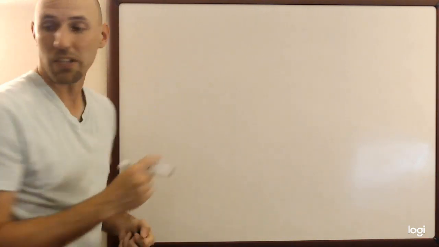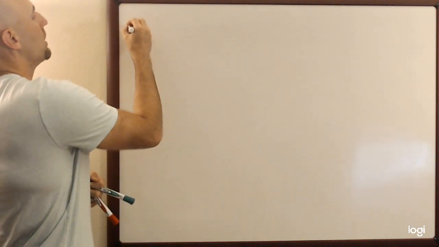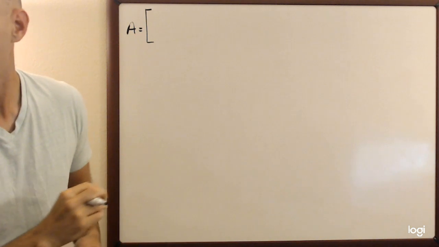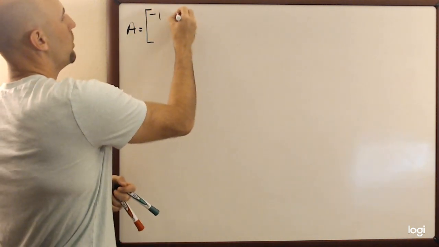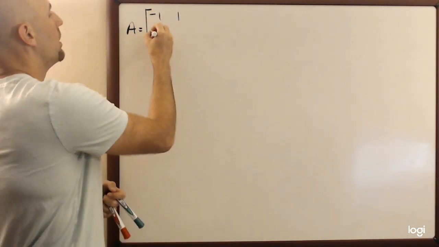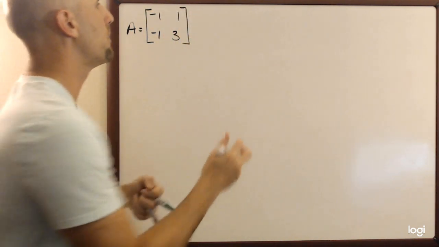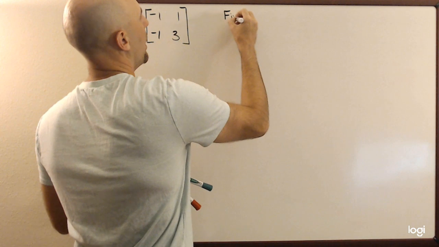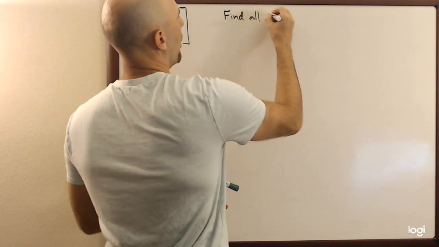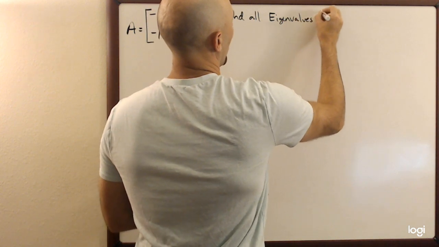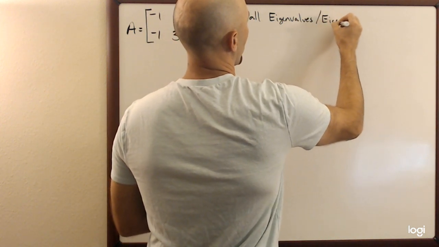Anyway, so let's do one last example. We've got -1, 1, -1, 3. Okay. Again, let me go ahead and find all eigenvalues and eigenvectors.